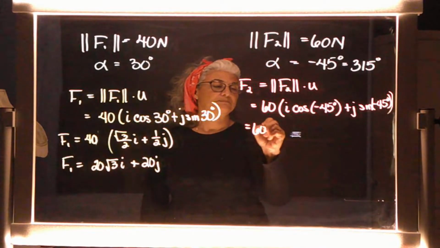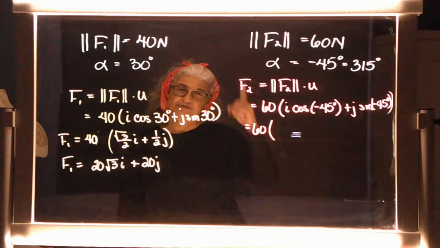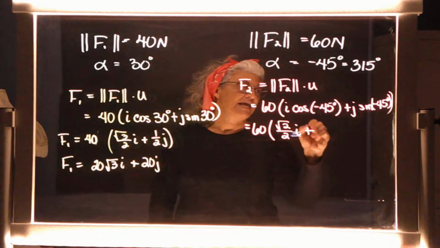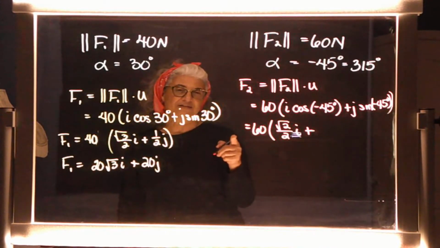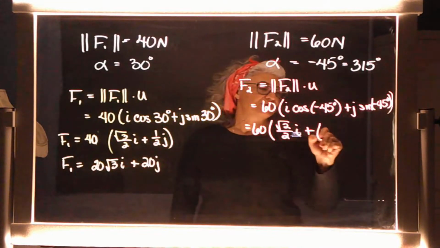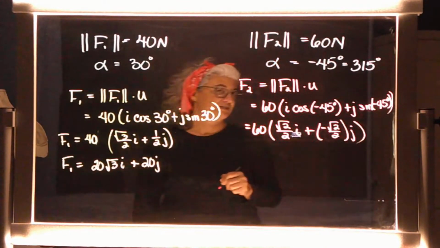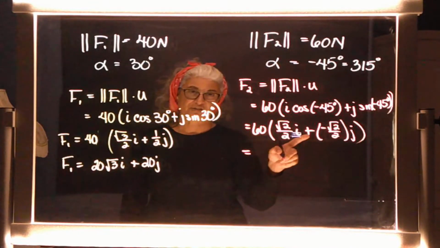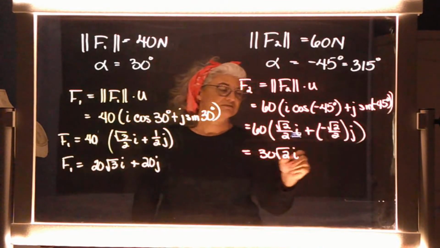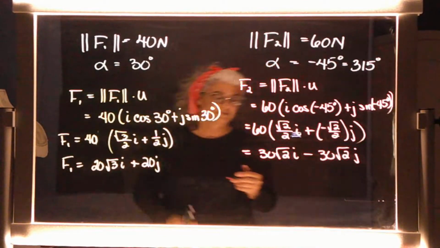Okay. So help me out. What's the cosine of a negative 45 degree angle? Remember, it's quadrant 4. Good. That's a positive square root of 2 over 2. And what about the sine of it? Yeah, quadrant 4, which means that's actually a negative answer, isn't it? So this is negative square root of 2 over 2 on the j component, isn't it? Okay, so let's distribute, let's simplify. We get 30 square root of 2 i minus 30 square root of 2 j.